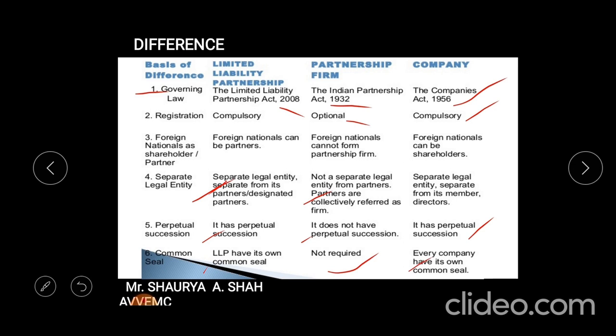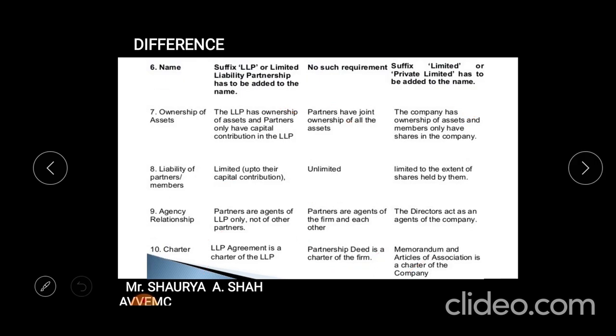That is, first is governing law: one, LLP Act; second, Indian Partnership Act; and then the Companies Act 2013. Registration. Whether foreign nationals can become a shareholder or not, separate legal entity, perpetual succession, and common seal. So this comparative chart will also help you in your points of characteristics and in the points of advantages and disadvantages. Again, the suffix LLP should be added to the name. In partnership form, there is no requirement of such a thing. In company, either private limited or public limited is compulsory to be added.